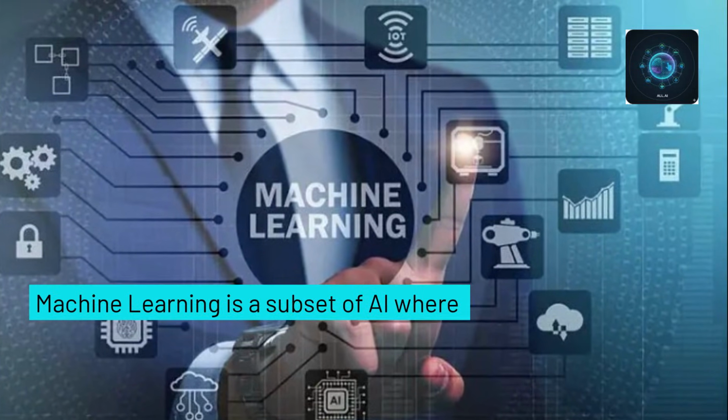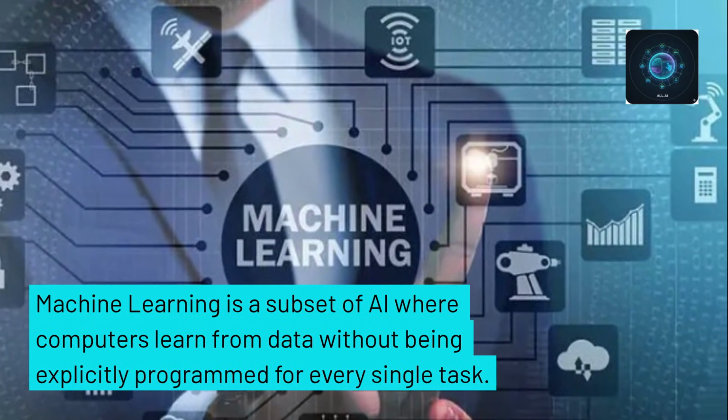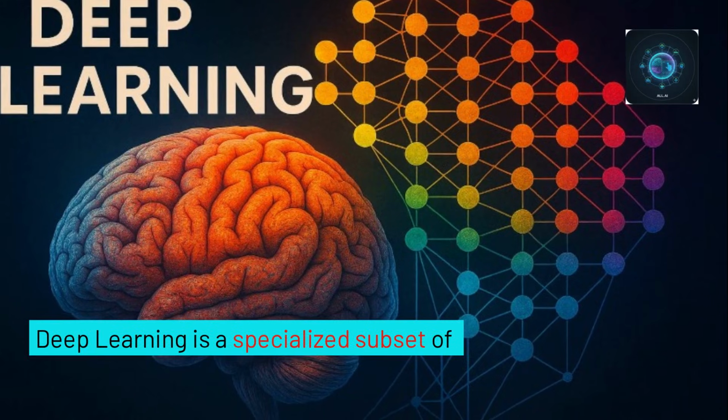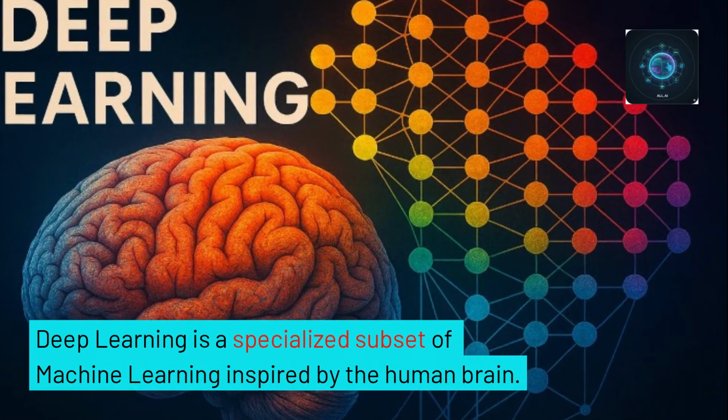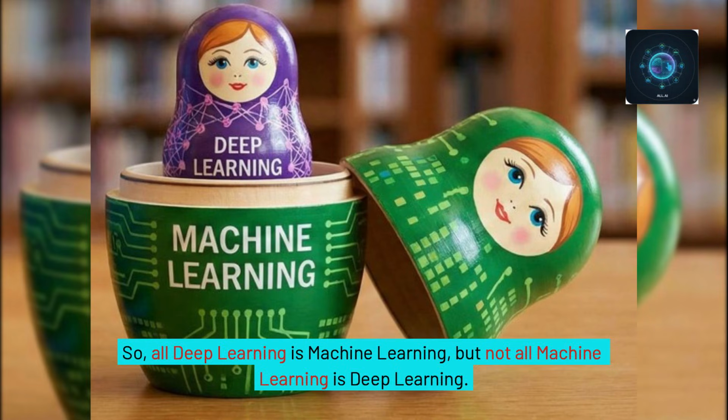Machine learning is a subset of AI where computers learn from data without being explicitly programmed for every single task. Deep learning is a specialized subset of machine learning inspired by the human brain. So, all deep learning is machine learning, but not all machine learning is deep learning. Got it? Good.